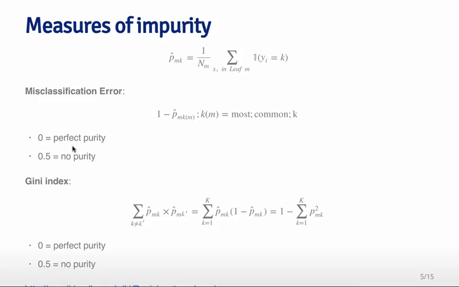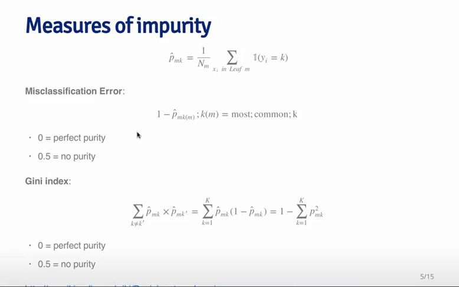So 0 means perfect purity. In other words, there's no misclassification error and all of the counties would go for Barack Obama. 0.5 means no purity because, in any particular leaf, if the counties were overwhelmingly likely to vote for Hillary Clinton, then you would get perfect purity in the other direction. So it's actually when the leaf is perfectly balanced between the two different outcomes that you don't have homogeneity within that particular leaf.